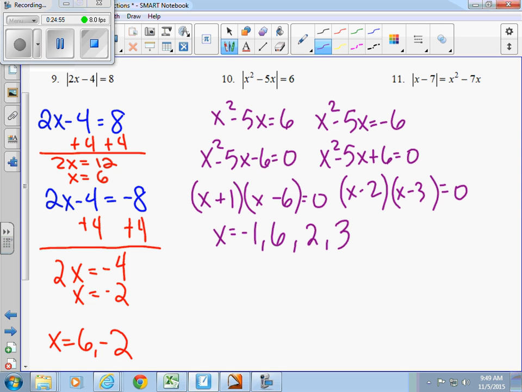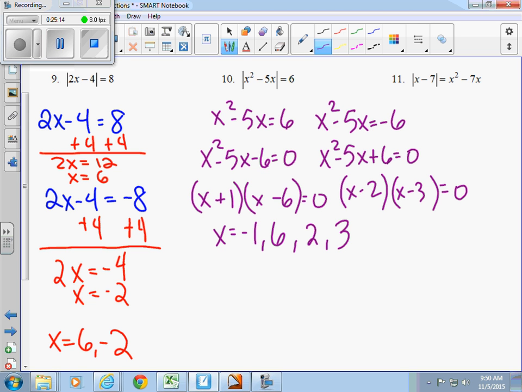Okay, -1 squared is 1. -1 times -5 is 5. 5 plus 1 is 6. Did the first one work? Yes. 6 squared is 36. 5 times 6 is 30. 36 minus 30 is 6.